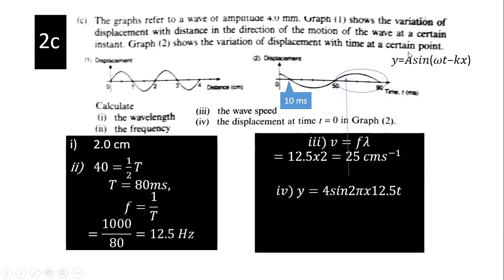Amplitude is 4. Right? That's your 4 millimeter. And then 2 pi times 12.5 t. Right? I'm using this part. 2 pi f. f is what we have calculated here. That's your f, 10 times t. And put in your value. Right? I'm just calculating at this point, which is 10. 10 is 0.01. So I get 2.83 millimeter. Okay.